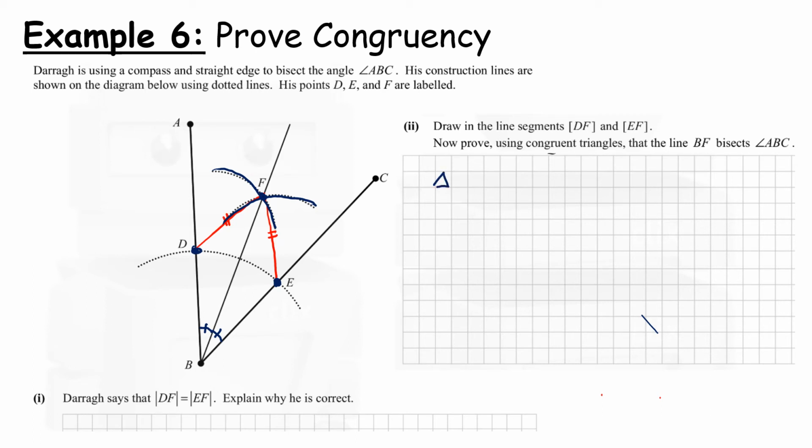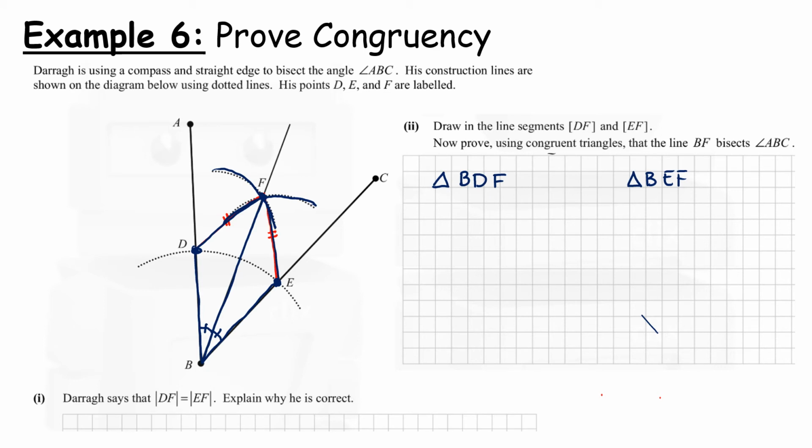So the first triangle I'm going to work with is BDF. So it's this one here. So B to D to F. So that triangle there. Okay. And the second triangle we want to prove is congruent is BEF. So this is the one that comes out here. So we want to prove that they're congruent.